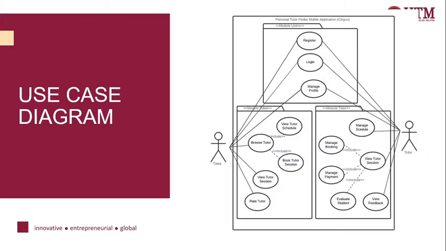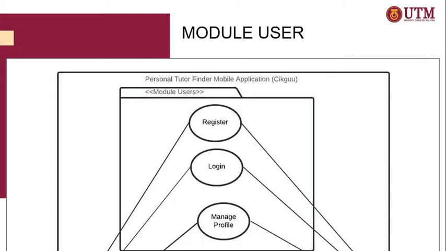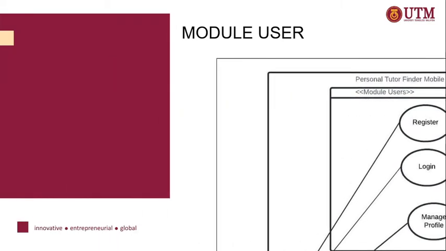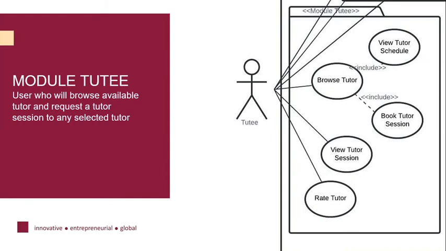So here is the use case diagram for this project. I will go into detail of this use case diagram. This project is divided into several modules. The first module is the module users with 3 use cases, which is register, login, and manage profile. Moving on to the next module, which is the module tutee.